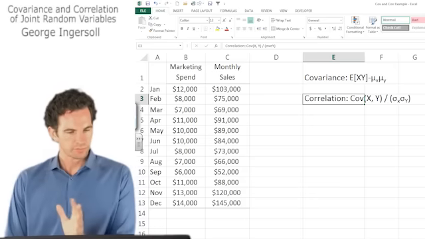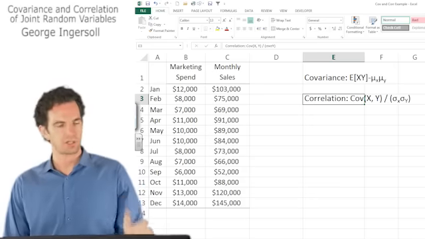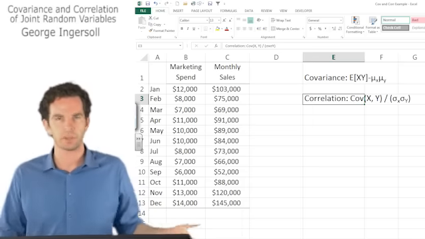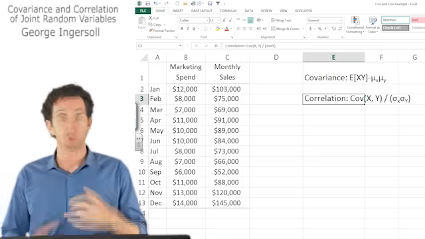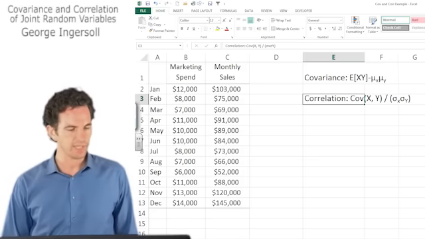But first off, let's do a little sanity check here, just sort of quickly make some predictions. Based on common sense, we would expect there to be a positive relationship, right? Like the more you spend on marketing, the more sales you're going to generate. Hopefully that's the case.